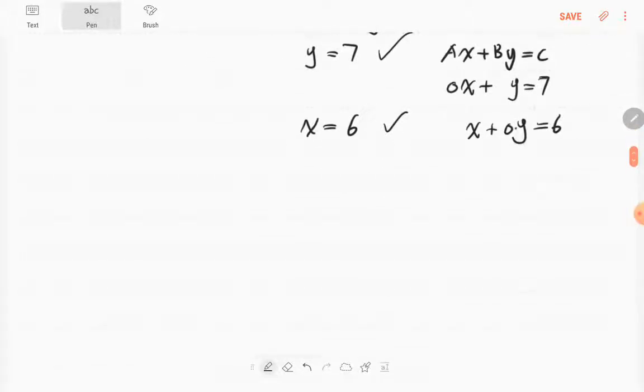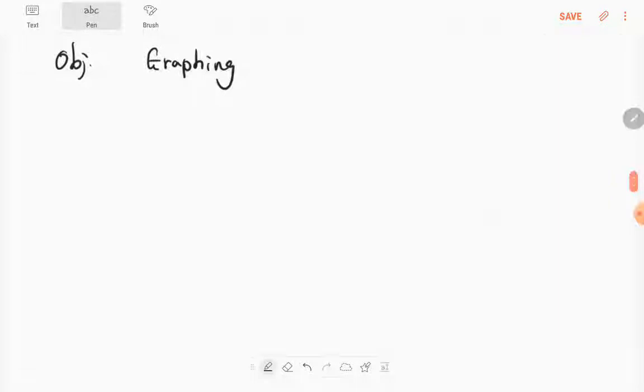So after we know what a linear equation is, we could talk about the objective here. The only objective here is to graph linear equations. Basically, we will try to find three ordered-pair solutions for a linear equation. Then we use these three pair solutions to draw the graph.